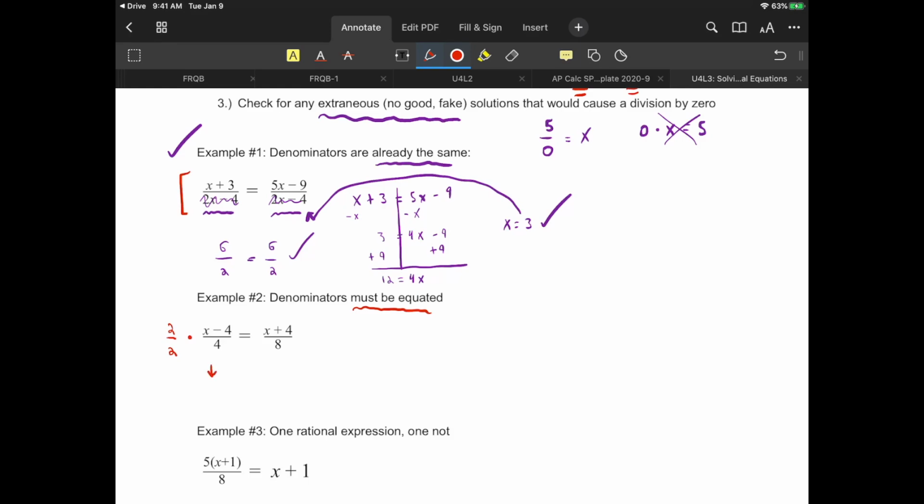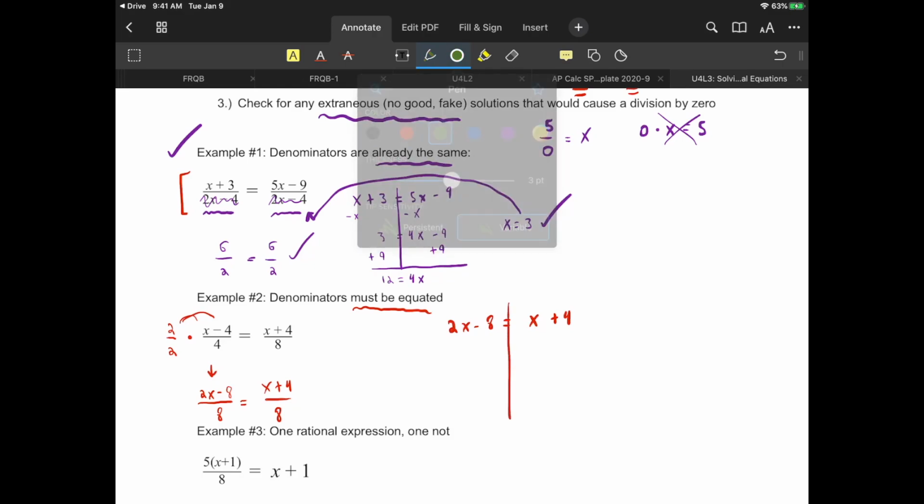So what this would give us is 2x minus 8. Don't forget to distribute that 2. Everything gets multiplied by 2. 2x minus 8 over 8 equals x plus 4 over 8. Well, now they have the same denominator. Now we both have our pizzas out of the same number of slices. Now we can just say, well then, this is only true if 2x minus 8 is equal to x plus 4. You work a little magic. You subtract the x from both sides. You get x minus 8 is equal to 4. You add the 8 to both sides. You get x is equal to 12.